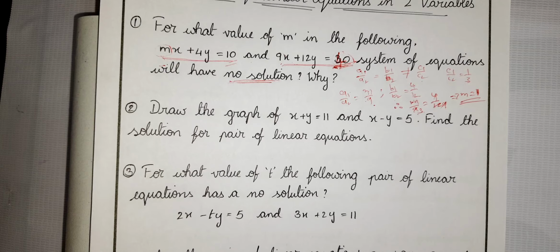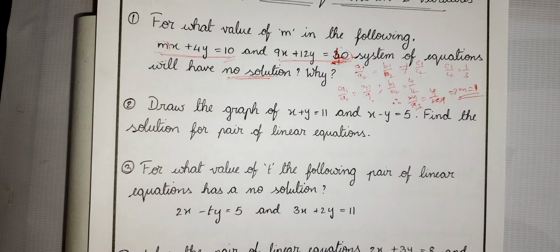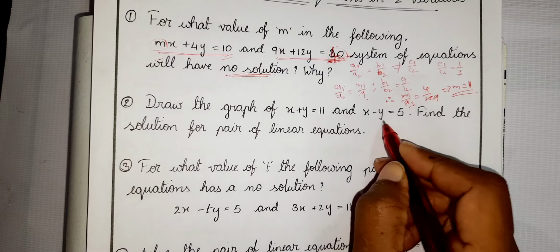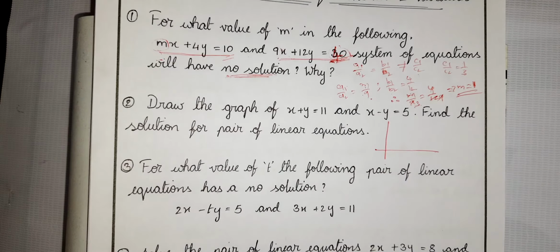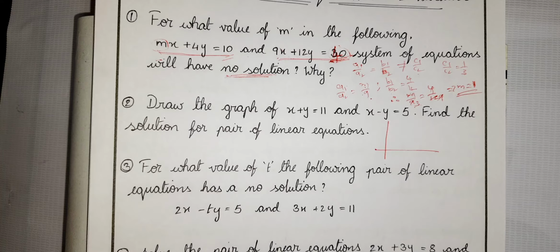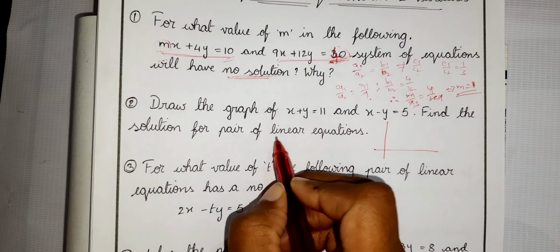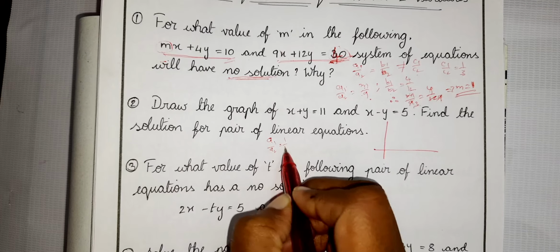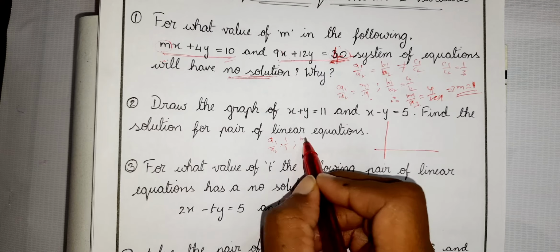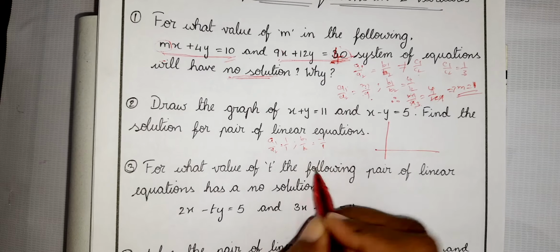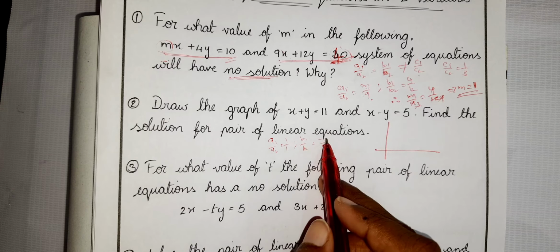Draw the graph of x plus y is equal to 11 and x minus y is equal to 5. Find the solution for the pair of linear equations. Now you know how to plot the graph. Now we will see from the equations what kind of graph we will get. A1 by A2 is equal to 1 by 1, and B1 by B2 is minus 1 by 1. So A1 by A2 is not equal to B1 by B2. That means the two lines will be intersecting lines.